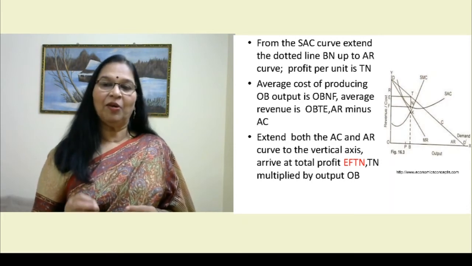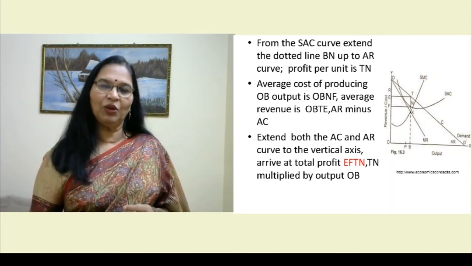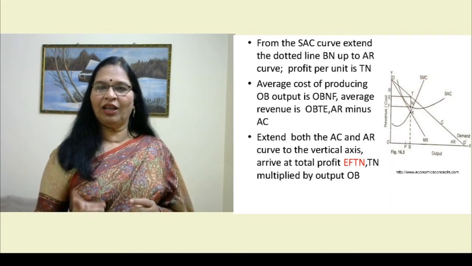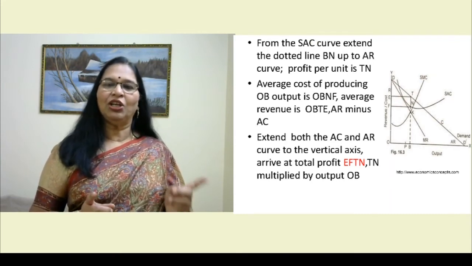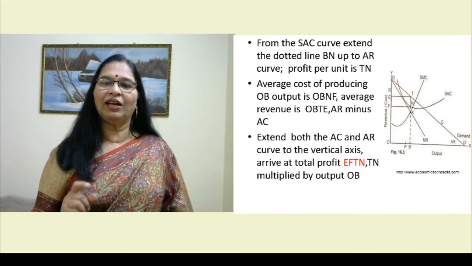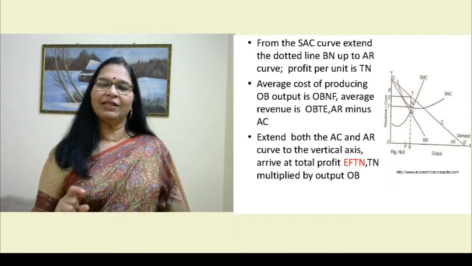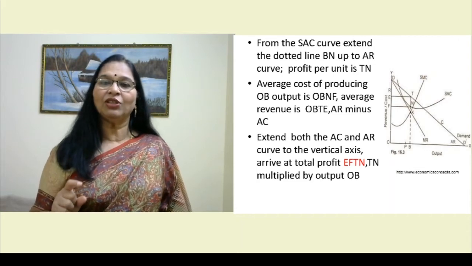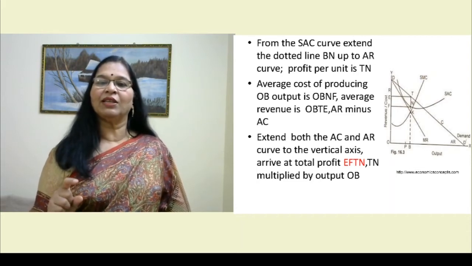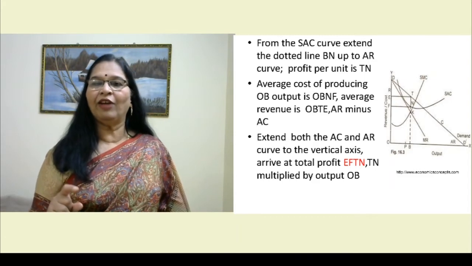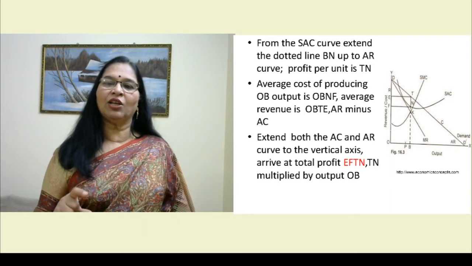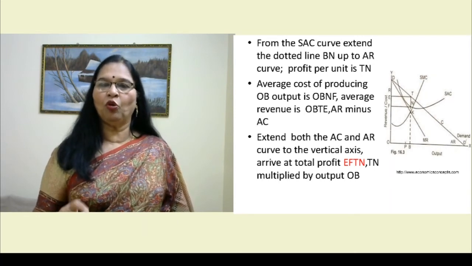There's a logic. When the marginal cost is equal to marginal revenue only, output. From that output, extend it to the AR curve. From the AR curve, extend it to the vertical axis. You get the price. The distance between the AC curve and the AR curve is per unit profit. So average cost of producing OB unit is how much? OBNF is the average unit of producing it. The total, the lower area is the cost of producing the output OB.